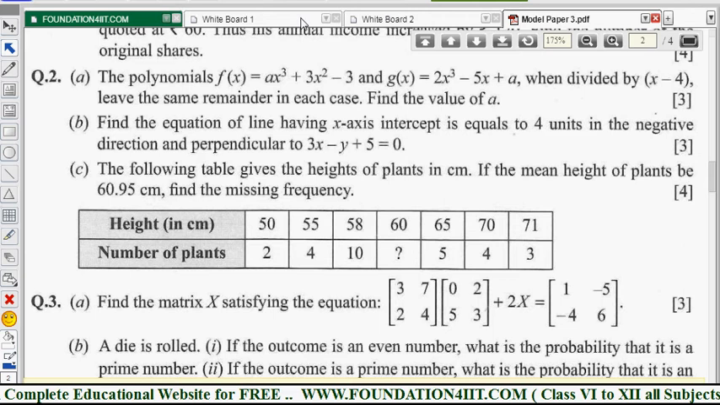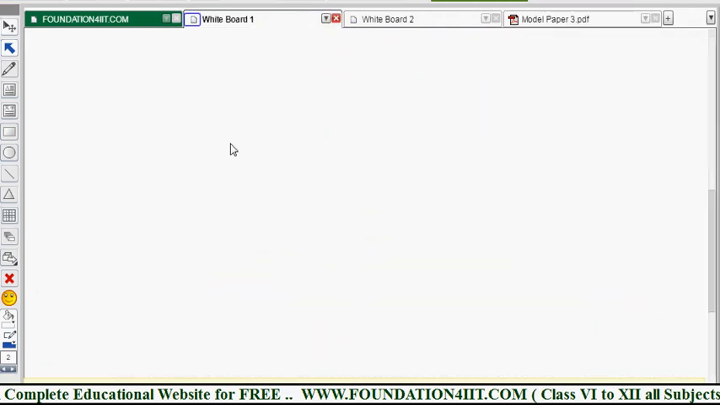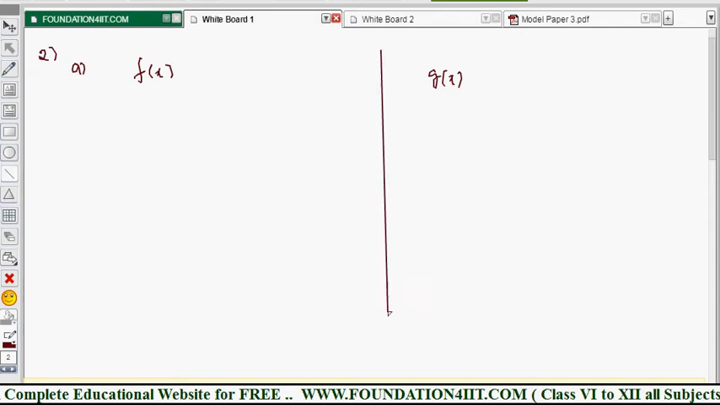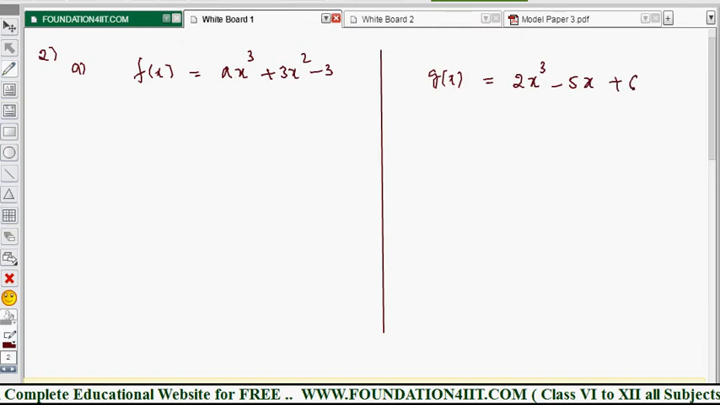Let me take the question and solve. If you see this, let's take the two equations. The first one is f of x and the second is g of x. Let me solve for the same remainder. According to the given, f of x is a x cube plus 3x square minus 3, and g of x is 2x cube minus 5x plus a.